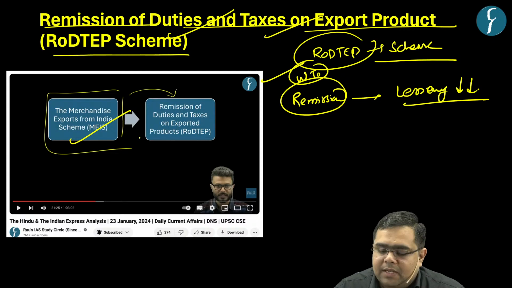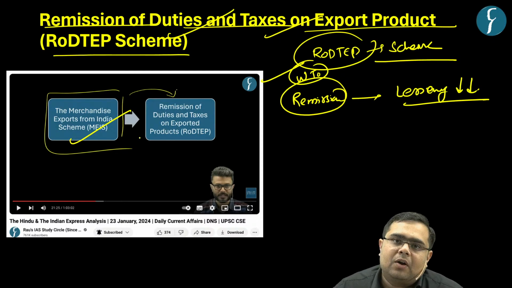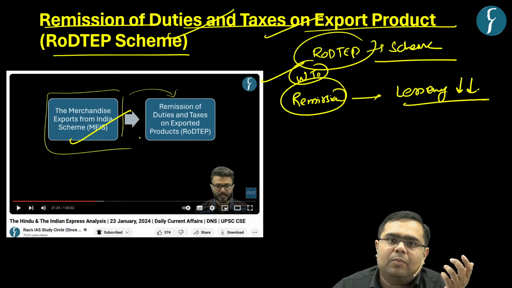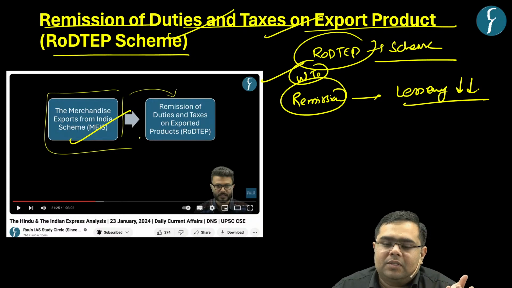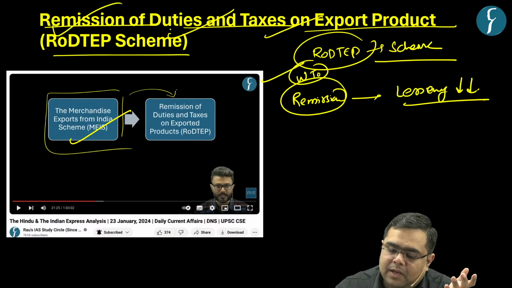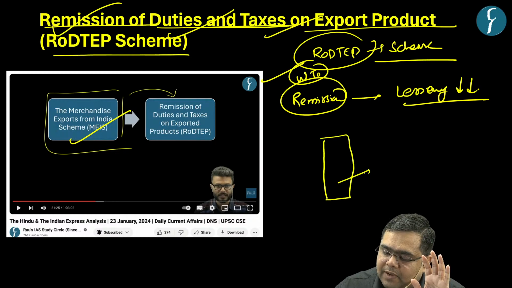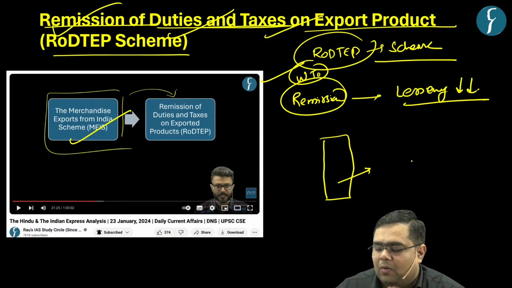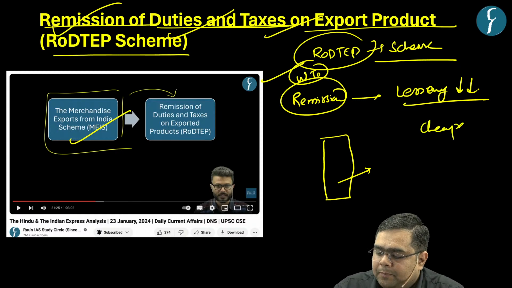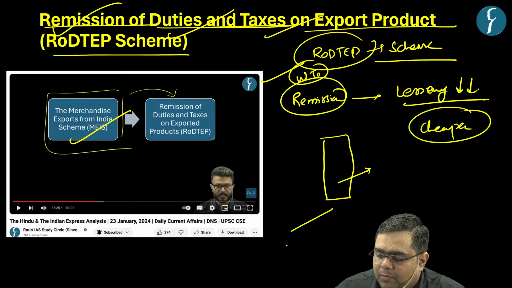Now what did the government do for it? The government came up with a change: since we are not able to provide subsidies to these products, what we can do is remit the duties and taxes. See, on any particular component that is manufactured, how can we make it cheaper? The first way is to provide subsidies.